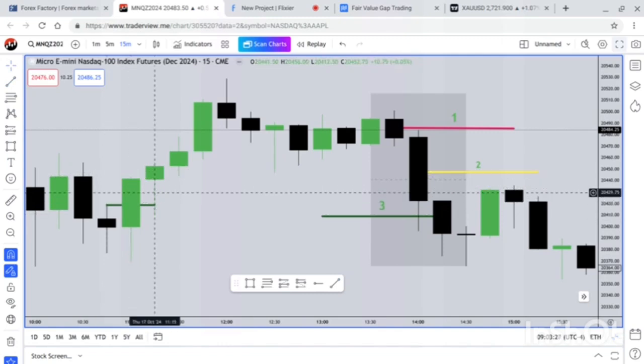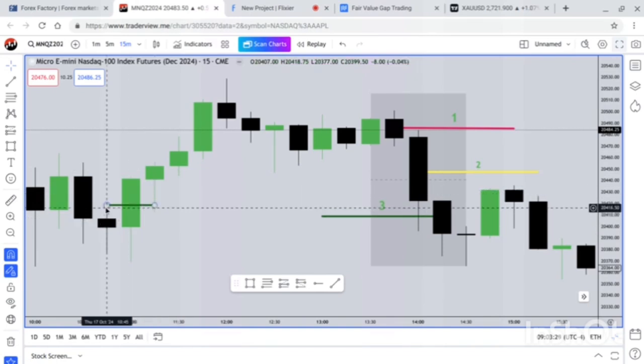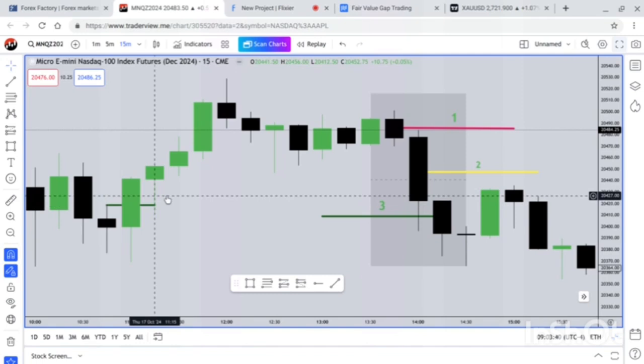The body, if this is the body, let's assume this is not a wick. Let's assume it's a body. This is not a wick, this one is a body. If the two bodies touch each other, it is no more a fair value gap. But because they did not touch each other, we now consider it as what? As a fair value gap, which is this.